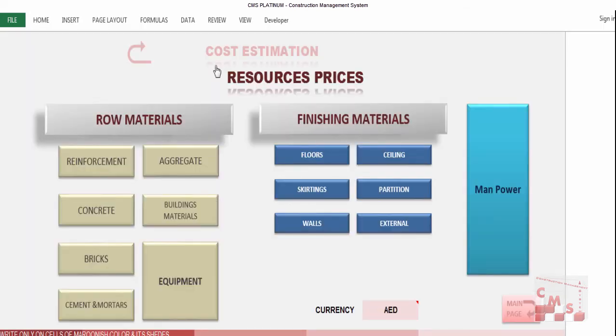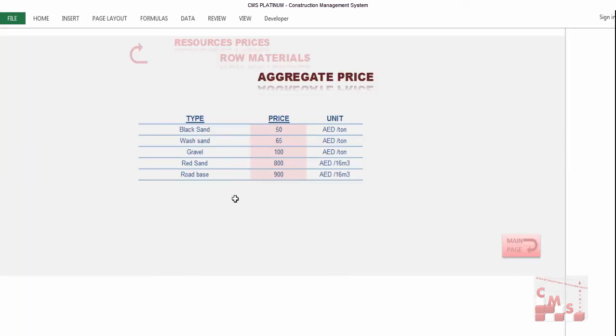Again for resources price, we'll go for the aggregate. That's the common aggregate which you are using in the construction work. The black sand, which is the aggregate below the tiles or as a rush material below the plaster, and also with the cement mix in the block work. The wash sand for the plastering work and mortar of tiles. The gravel, which is used for concreting work, and the red sand for backfilling, and the road base for backfilling below the PCC and the slab on grade.